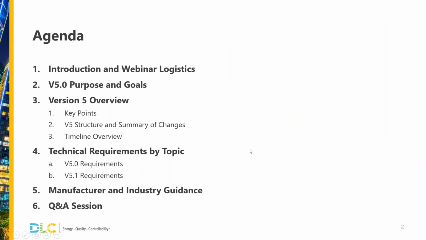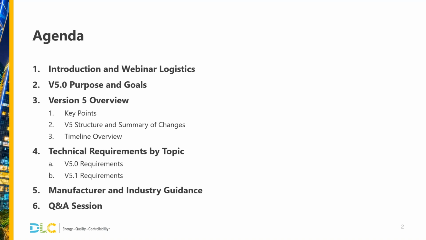So here's the agenda for today. As you can see, it's quite packed, but we should be able to cover the key aspects of the requirements. We'll start out with some quick introductions to the folks that we have on the call. We'll talk about purpose and goals of version 5, and I'll go into an overview of how the requirements are structured. From there, we'll move on to the technical requirements by topic, both for version 5.0 and version 5.1.